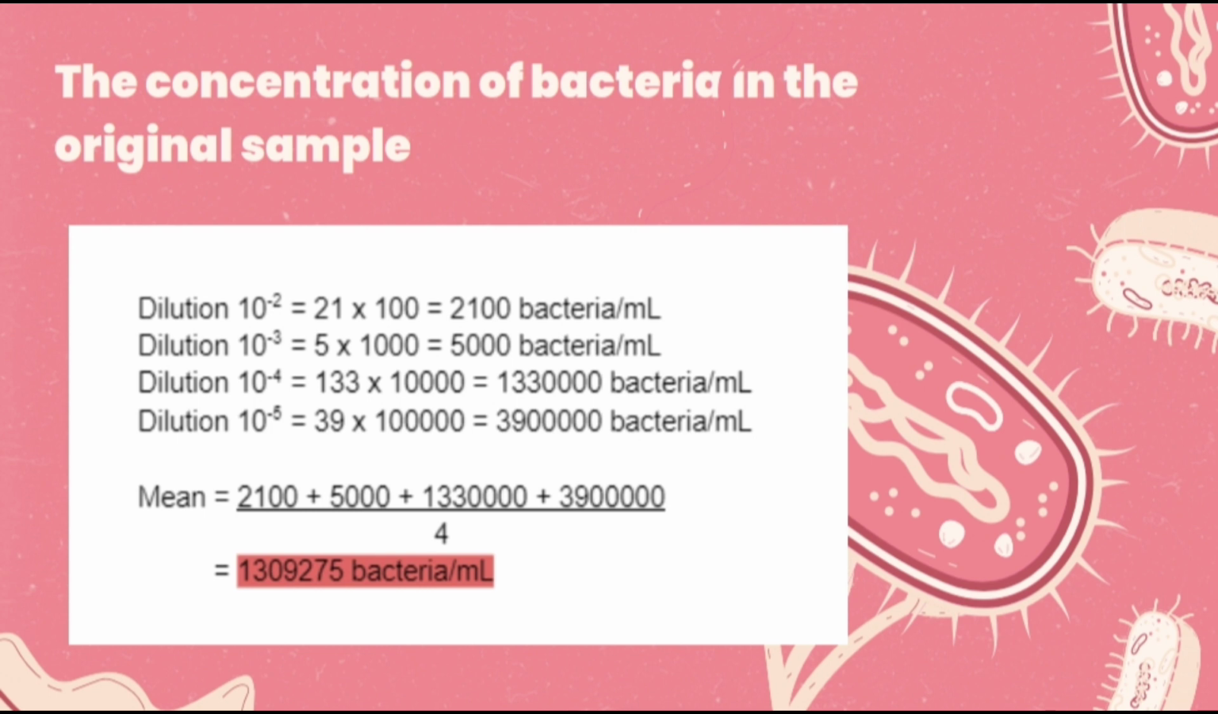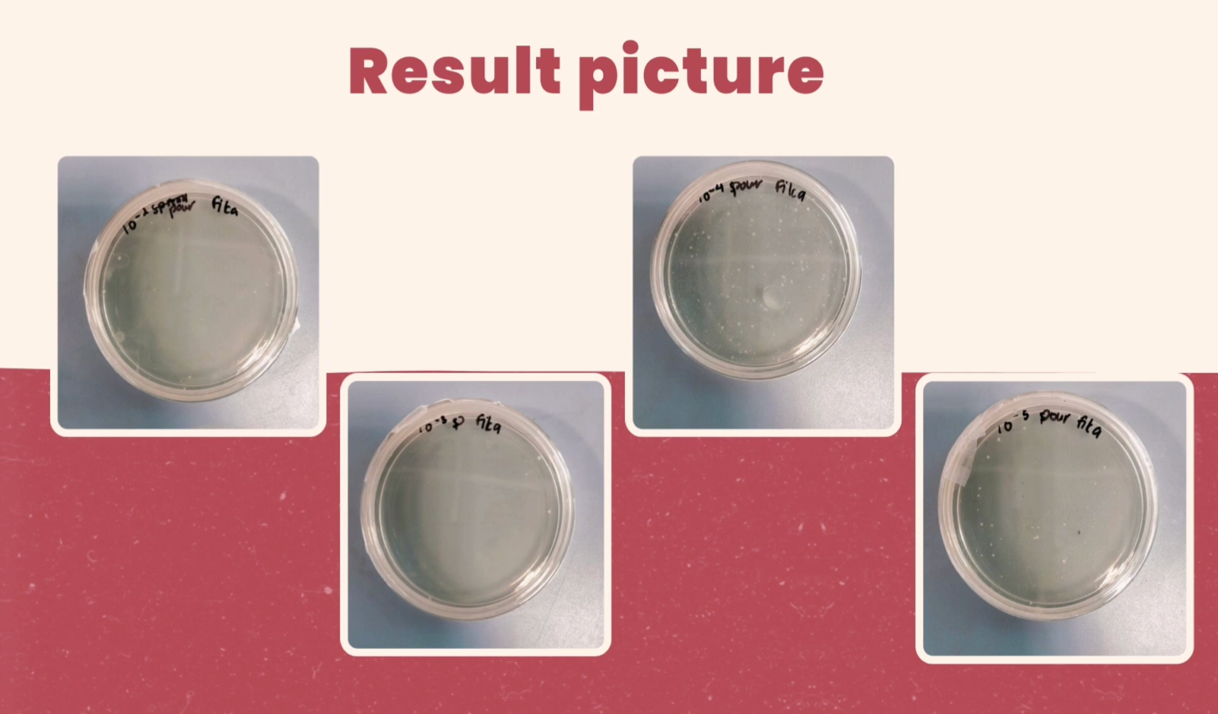So for the concentration of bacteria in the original sample, we calculate the mean of all these four dilutions and get 1,309,275 bacteria per ml for this pour plate method experiment. This is the picture of our result in the pour plate method experiment.